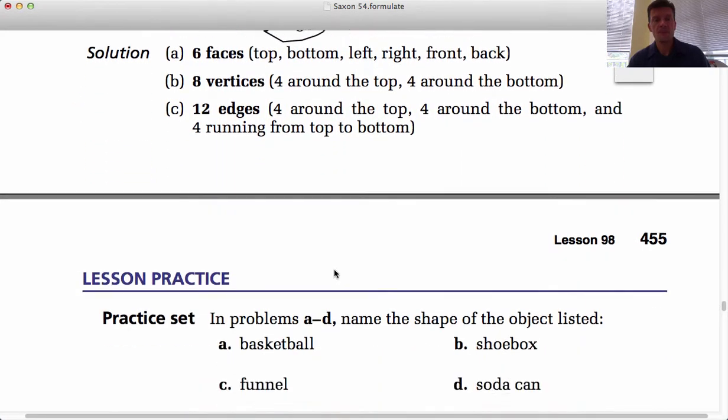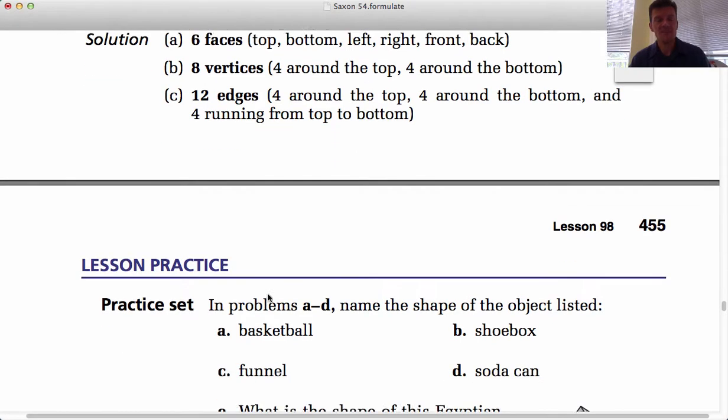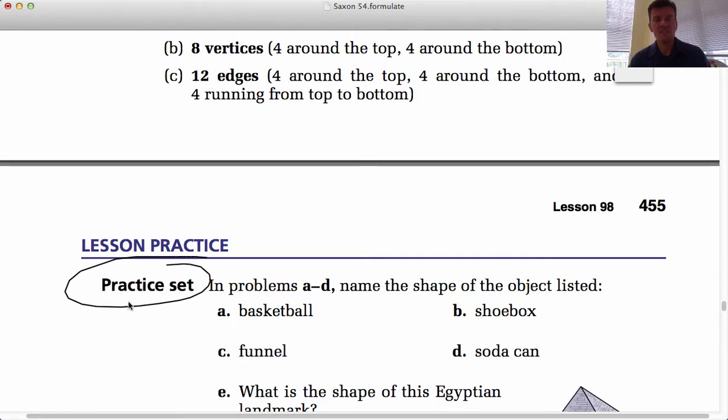All right. That's all about geometric solids. Just an introduction, names, shapes, a little introduction about what they're made up of, the faces, the edges, the vertices, etc. You can go on and do your practice set here and keep up the good work.